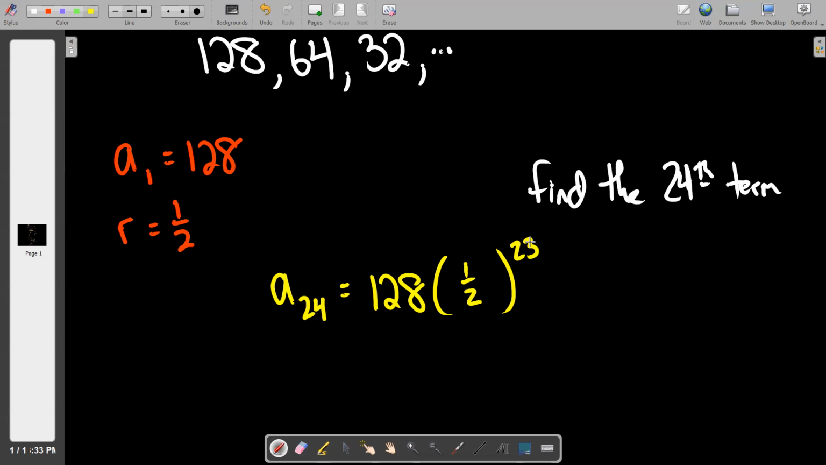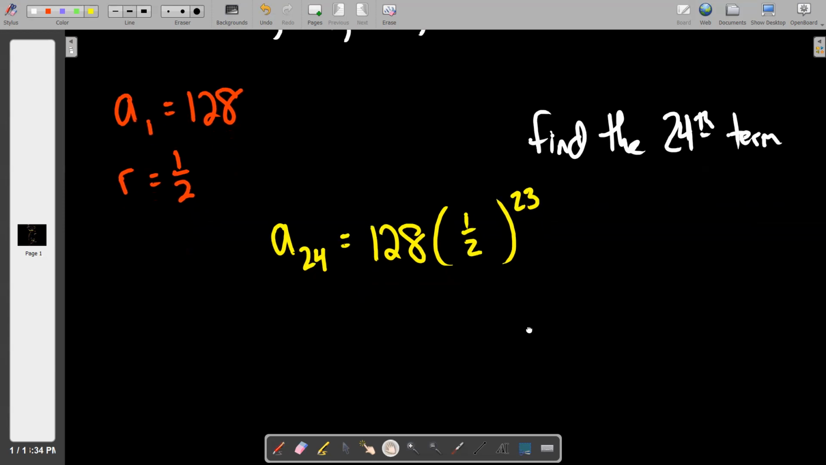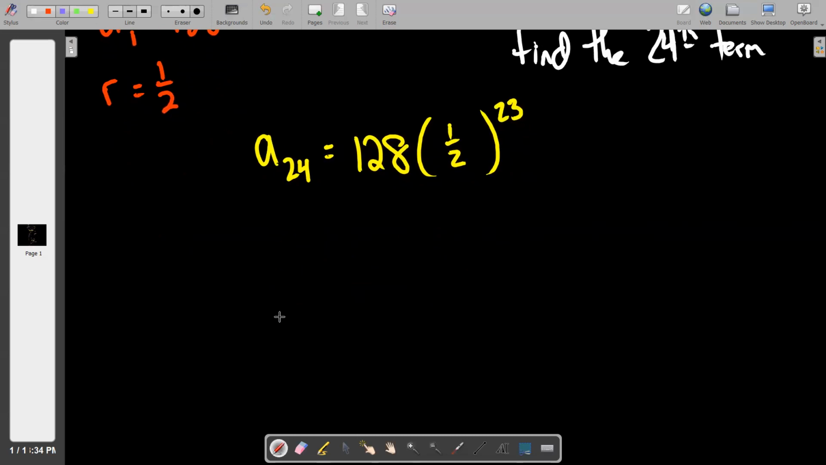And then when I type this in, 128 times 1/2 to the 23rd power, my calculator says something very odd. I want to make sure that we talk about this so that you know what to do. My calculator says 1.525878906E negative 5. Do you guys know what E negative 5 means? It means move the decimal 5 places to the left. So when your calculator runs out of real estate, it puts it in something called scientific notation. That means times 10 to the negative fifth power. So don't sweat it too much.